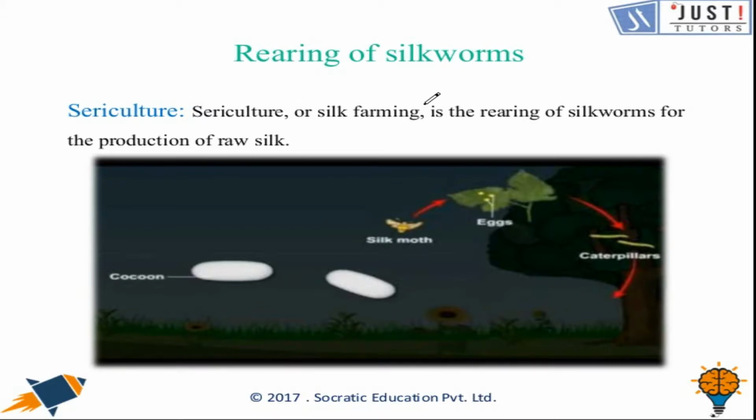Now it is the rearing of silkworms. This is called sericulture. Sericulture or silk farming is the rearing of silkworms for the production of raw silk. Silkworms are reared under suitable conditions of temperature and humidity to obtain silk threads from their cocoons. The female silk moth lays hundreds of eggs. These are stored on strips of cloth or paper.